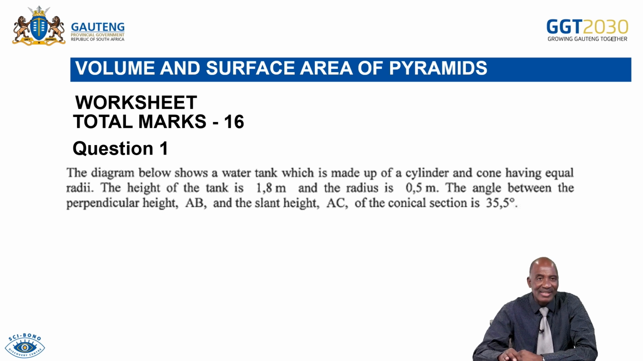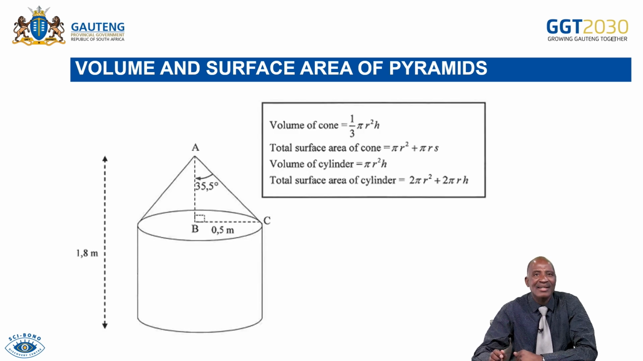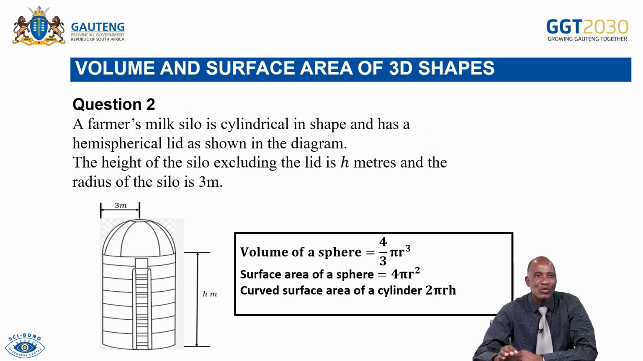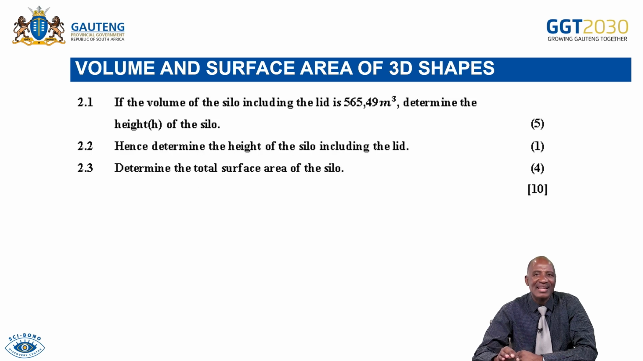Otherwise, here is your worksheet for today. If you go through this, there is the diagram. You will then need to answer the questions based on the diagrams that are given. This will be your number 2. The formulas are given. I can see a cylinder there, the top part being a hemisphere again. And then you answer the questions. All in all, this carries 16 marks.